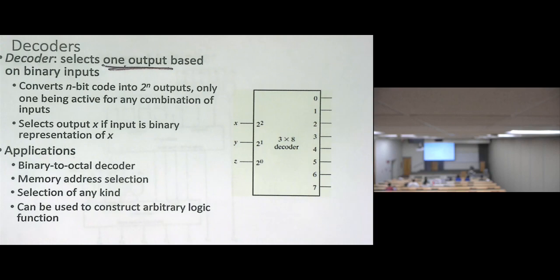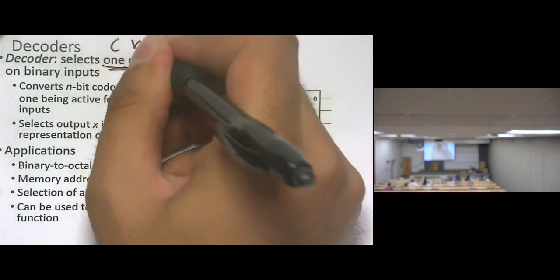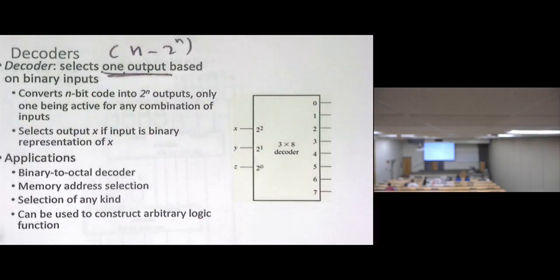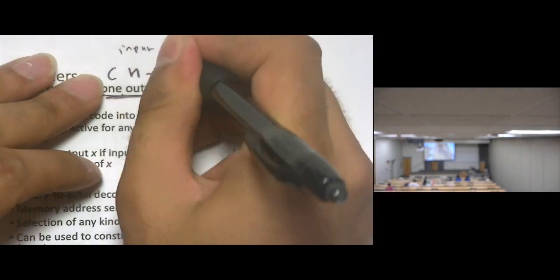There are many types of decoders depending on the number of variables. So the decoders can be, we call it, n to 2 power n. N inputs, 2 power n outputs.